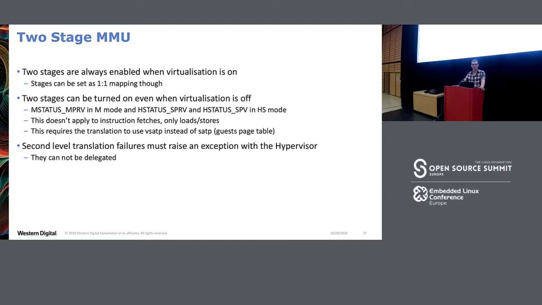So the two-stage MMU. When you're virtualized, the two-stage MMU is always on. You can do one-to-one mapping if you don't want to use it, but it's always going to be two stages. But the two stages can be turned on even when virtualization is off. So that's what I just talked about. The idea is that if you trap into the hypervisor or your firmware, and your firmware or hypervisor want to know what caused the trap, they can turn the two-stage MMU on, which only applies to loads and stores, not to instruction fetches.